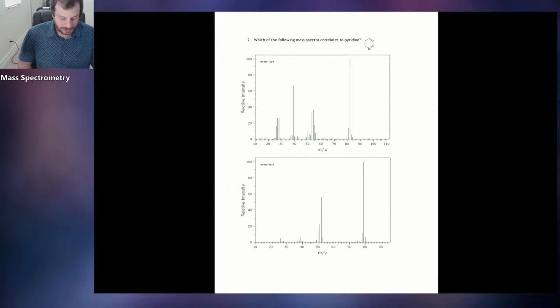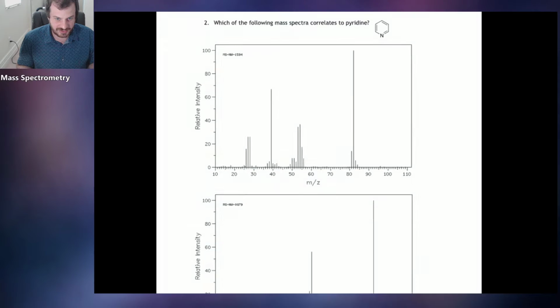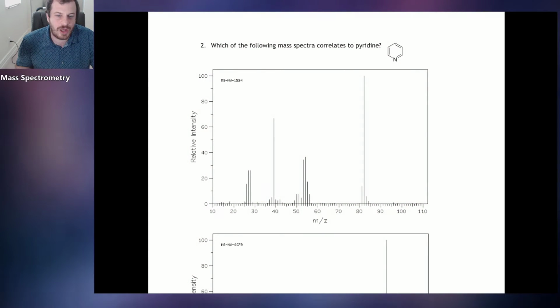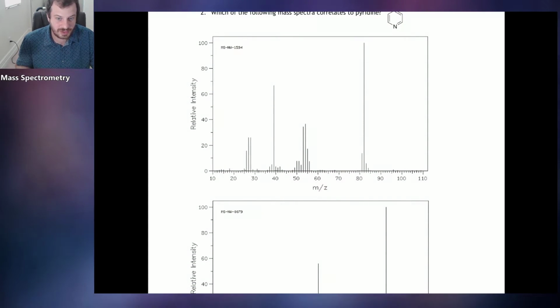All right, example number 1. And by the way, I'll upload this worksheet so that you can look at these examples. Which of the following mass spectra correlates to pyridine? One thing you can notice about this compound right away is that it's got nitrogen. And you know that if a molecule has an odd number of nitrogens, it's going to have an odd molecular weight. So one of the fastest things we can do is look for the parent ion and figure out if it's an odd or even number.